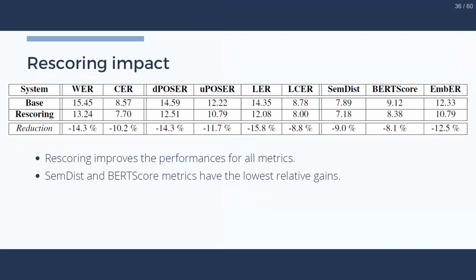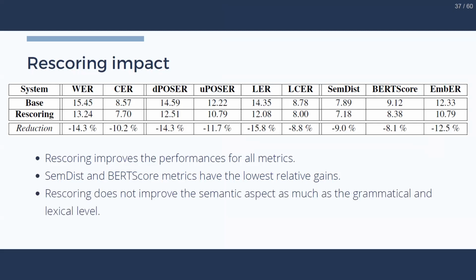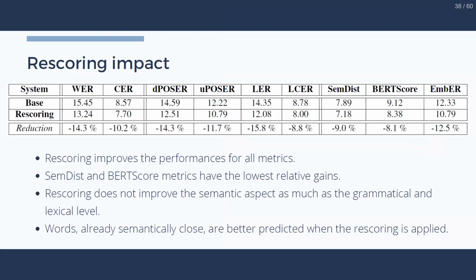The SEMDIST and the BERT score metrics have the lowest relative gain with -9 and -8.1. The rescoring does not improve the semantic aspect as much as the grammatical and lexical level. And we can see that the words that are already semantically close are better predicted when the rescoring is applied.